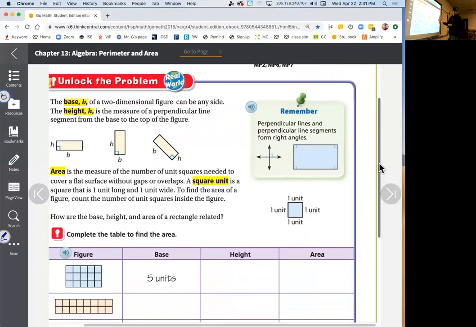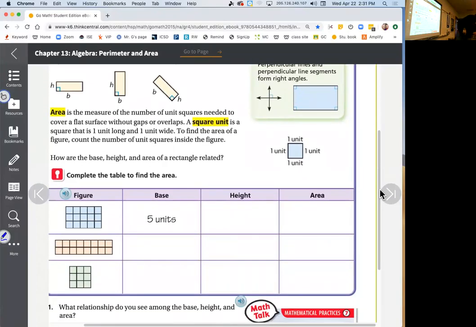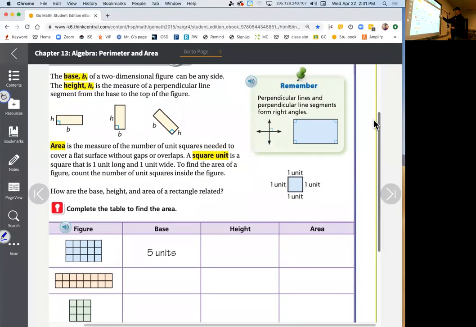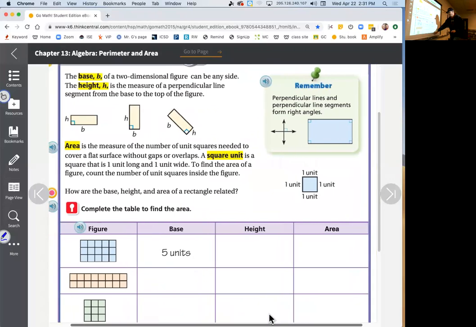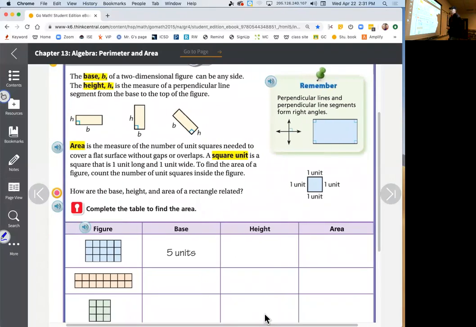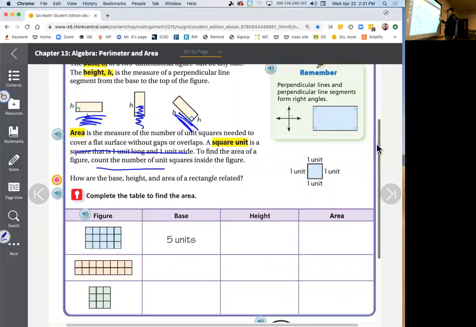13.2, we're on page 723, okay? If you were with me on Wednesday's Zoom meeting, we talked about this a little bit. So the area is the measure of the number of square units needed to cover a flat surface. Everything inside of this is the area. So a square unit is a square that is 1 unit long and 1 unit wide.